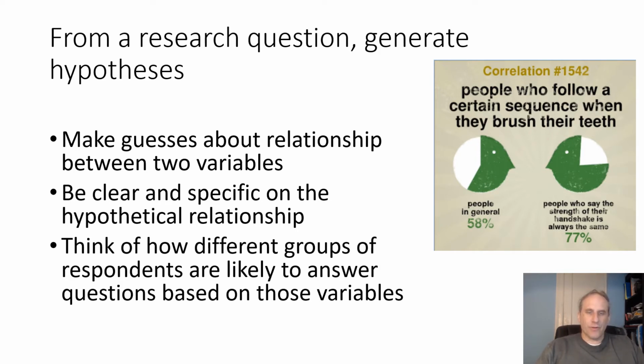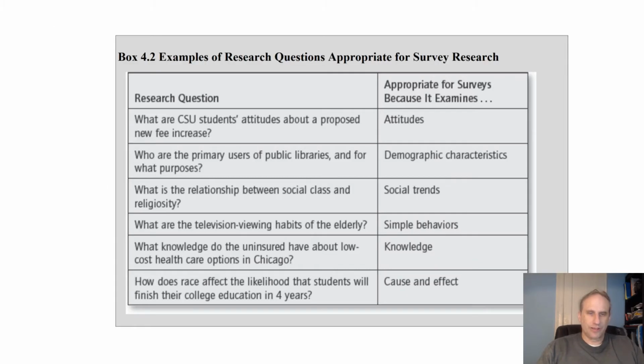Think of how different groups of respondents are likely to answer any of the questions you're asking based on any of the variables, and it can be how they answer one question may correlate with how they answer another question. Those variables exist as well.